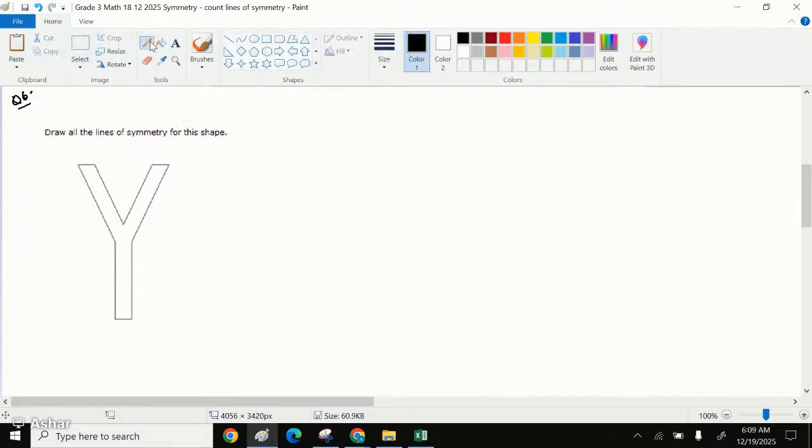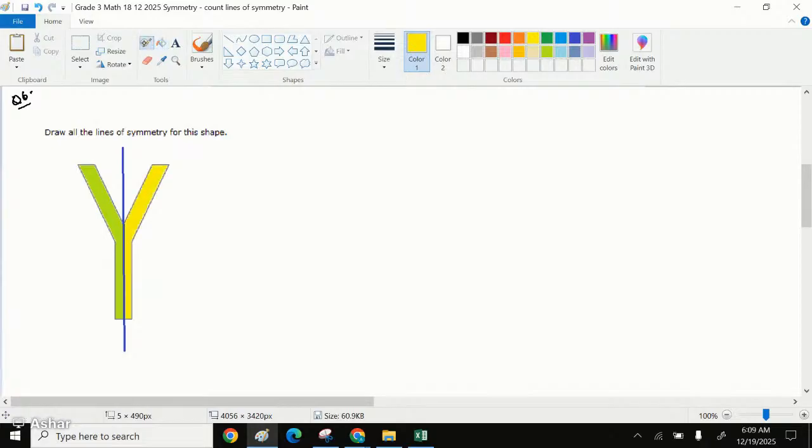Okay, the next shape is a Y. We need to find the line of symmetry in this Y. If we have a straight line drawn, let's suppose we have this line drawn, and I move the line and keep it over here, it's still not symmetry. At any point, it's not symmetry unless it's in the center of the shape. If it's in the center of the shape, then it is the line of symmetry.